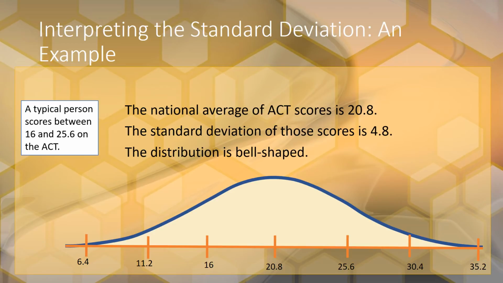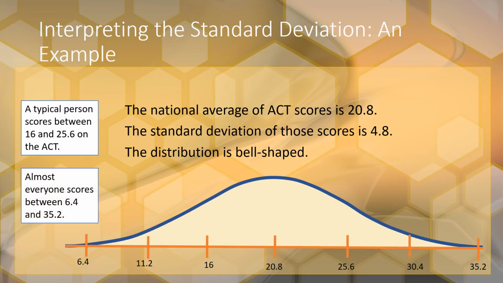So we can say that a typical person scores between 16 and 25.6 on the ACT. You're saying that a typical person scores between 1 standard deviation below the mean and 1 standard deviation above the mean. To go above the mean, we add 1 standard deviation, and to go below the mean, we subtract 1 standard deviation. Now we're going to go out 2 standard deviations above and below the mean. If we go another standard deviation, we add another 4.8, we get 30.4. If you go below, we subtract off another 4.8, and we get 11.2.